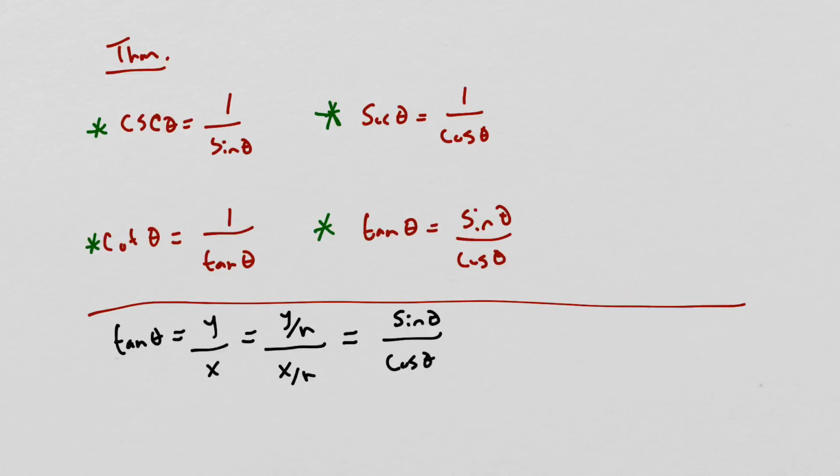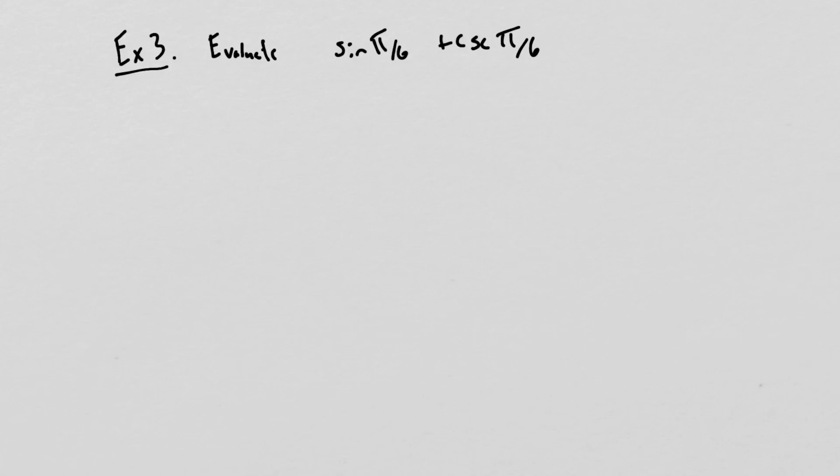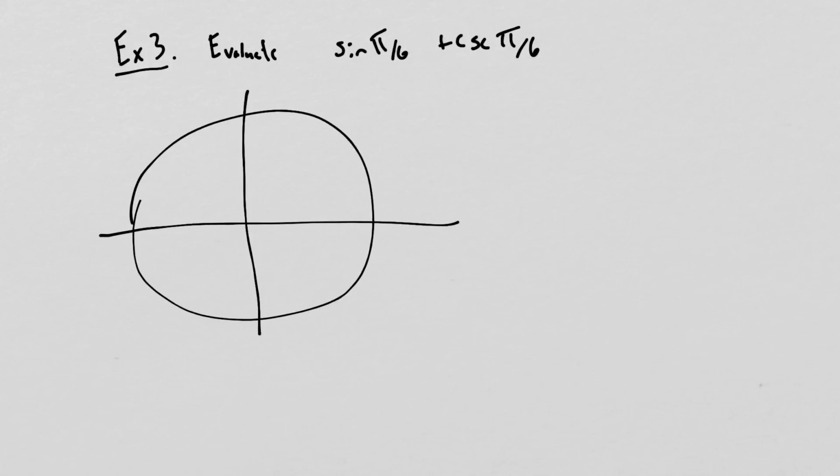Let's look at one more example in this section, example number 3. Let's evaluate the following trig function without a calculator. To do so, let's draw the triangle that's defined by the angle theta. So here's our unit circle. We have a triangle that forms an angle with the origin of pi divided by 6. This is pi divided by 6, which means we're going to have a 30, 60, 90 triangle.